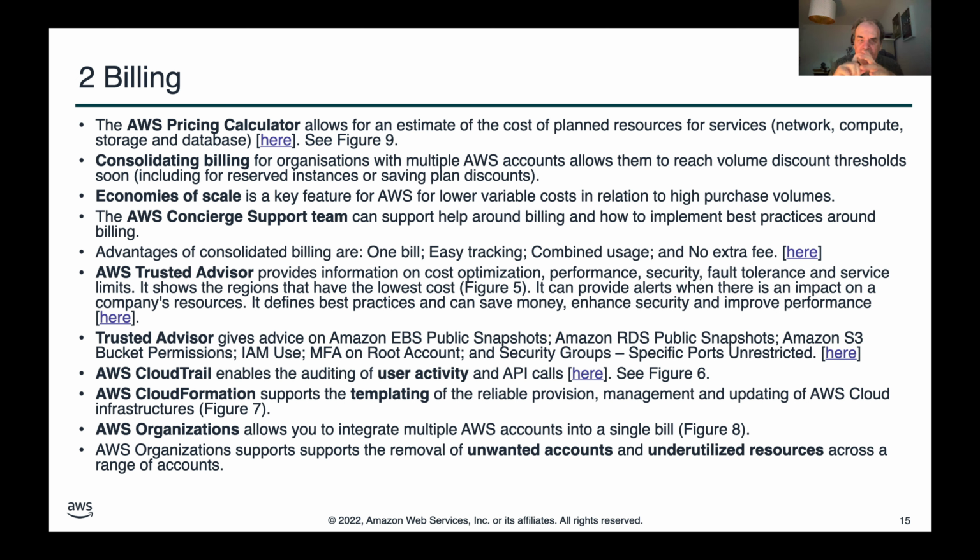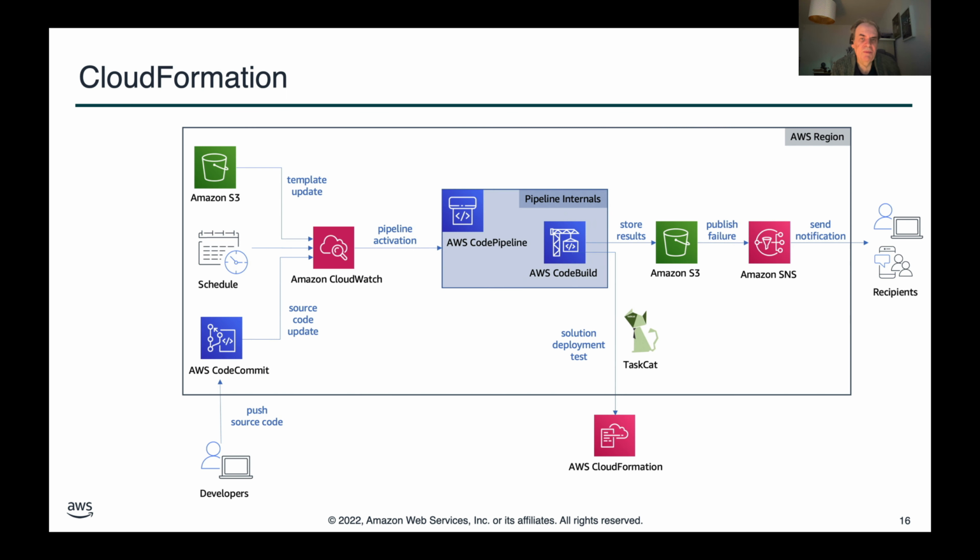CloudTrail gives us an idea of user activity and all of the API calls that a user will make, especially looking at security. CloudFormation is a templating infrastructure that will allow us to template our designs and then to be able to script them. AWS Organizations, as I said, allows us to create a single bill, and it also allows unwanted accounts and underutilization of resources to be removed.